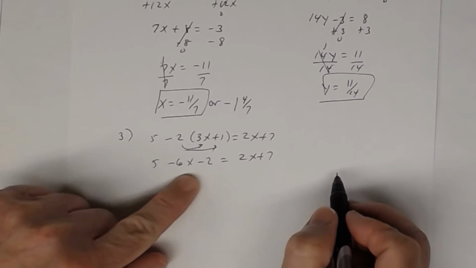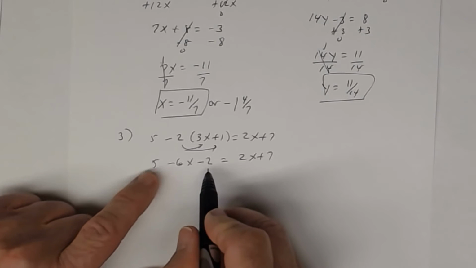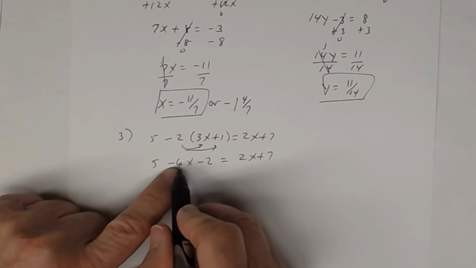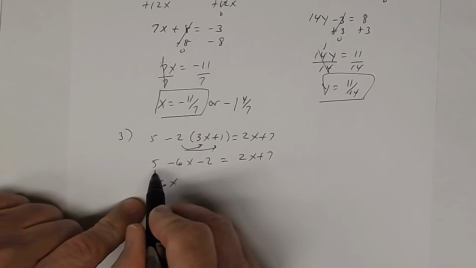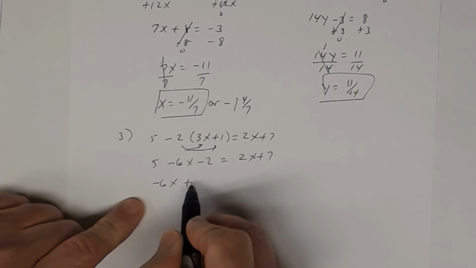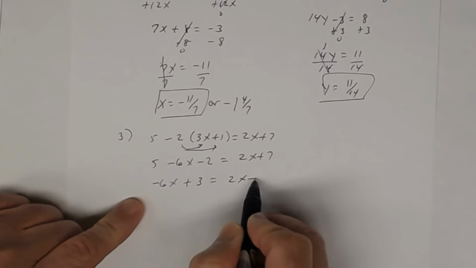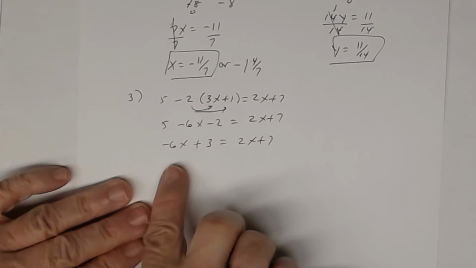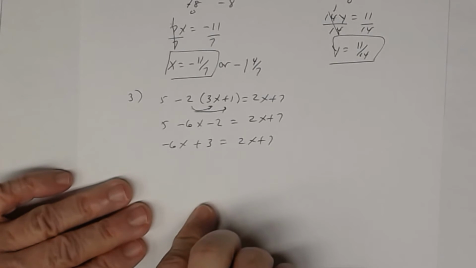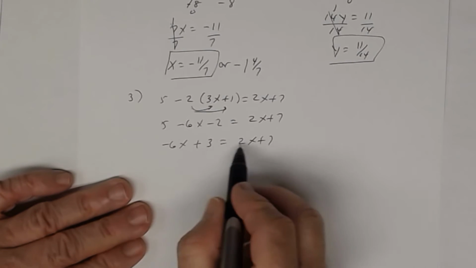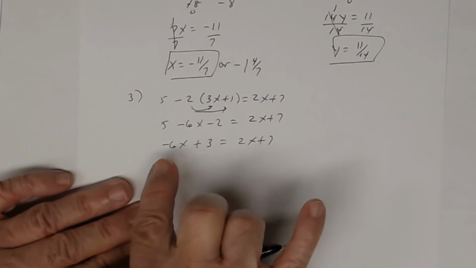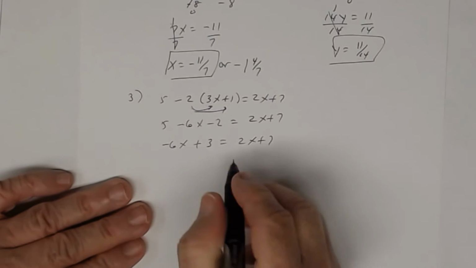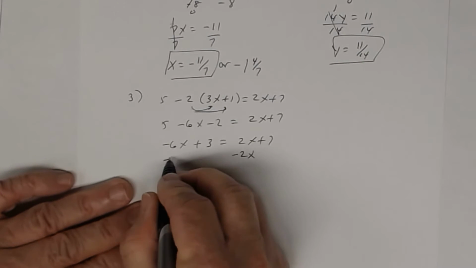I can combine like terms on this side. These are constants, so I can combine those. So I got a -6x, 5 subtract 2 is 3, and that's equal to 2x plus 7. And now I can bring all the variable terms to one side, constants to the other. So let's go ahead and bring the variable terms to the left. It doesn't matter. You can bring them to the right or left. It does not matter. So I'm going to subtract 2x from both sides.